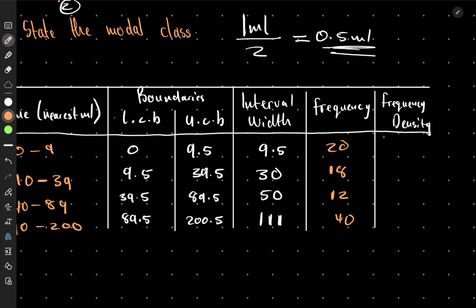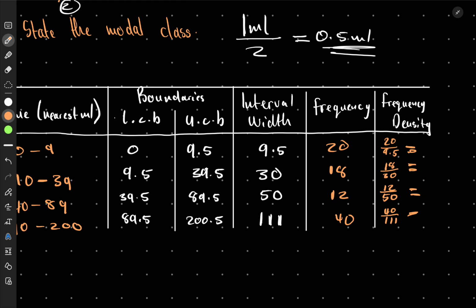Remember that frequency density is going to be frequency over width. How much over the space? Then you know the density. So it will be frequency 20 over the width 9.5. Then the second one will be frequency 18 over the width 30. The third one will be 12 over 50. Then the other one 40 over 111. What do we get as our frequency densities?